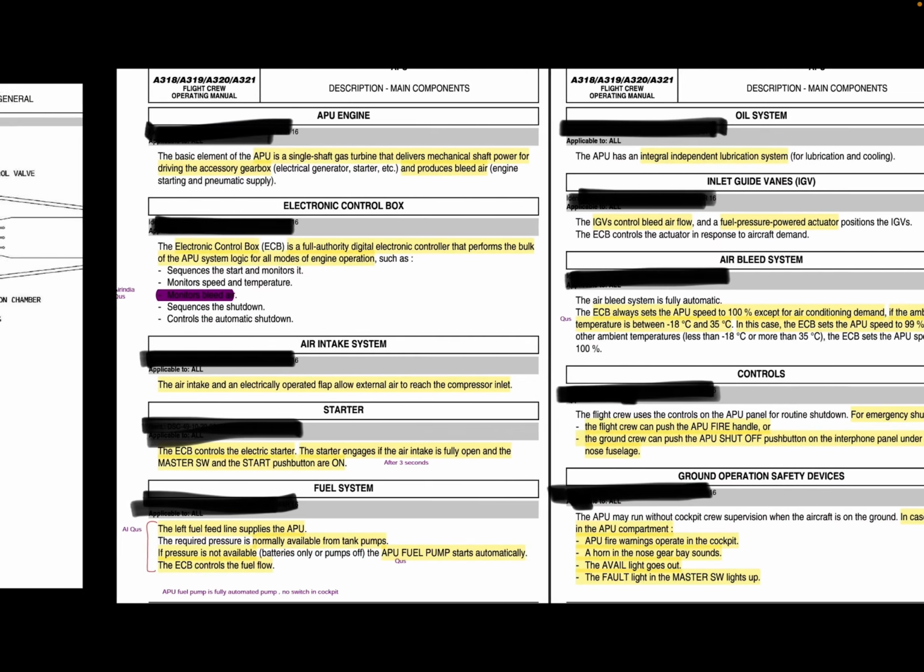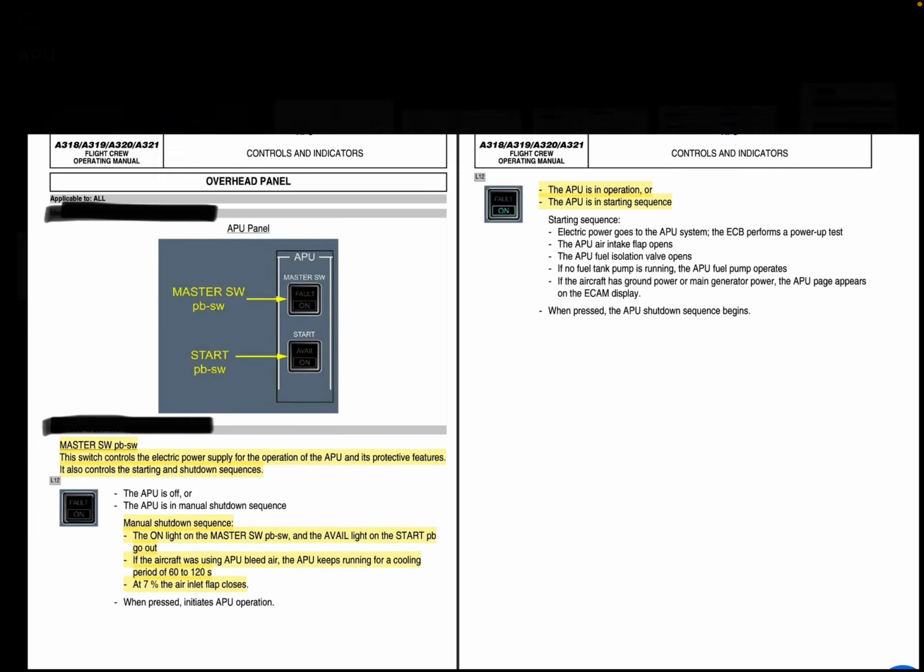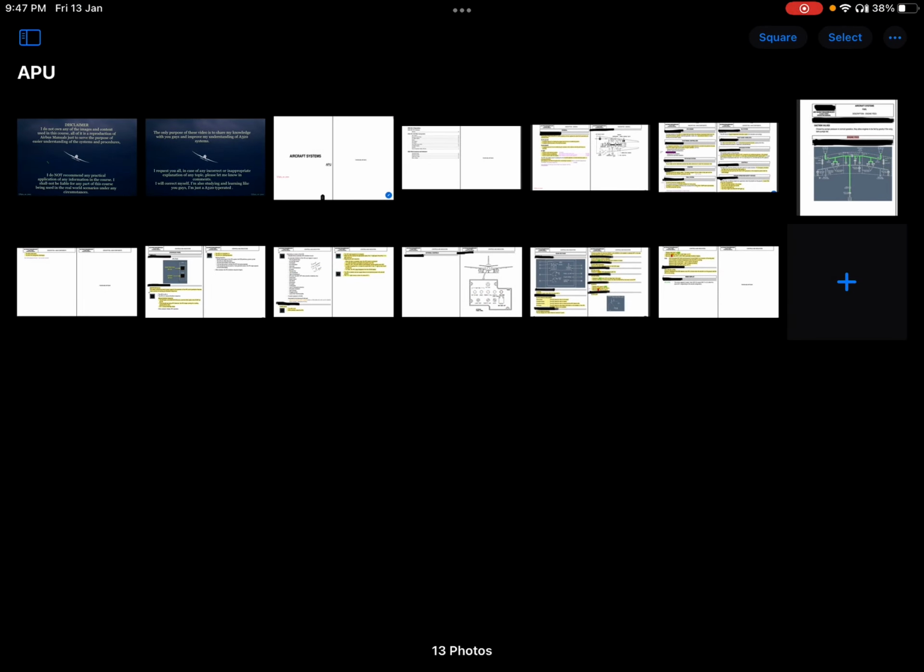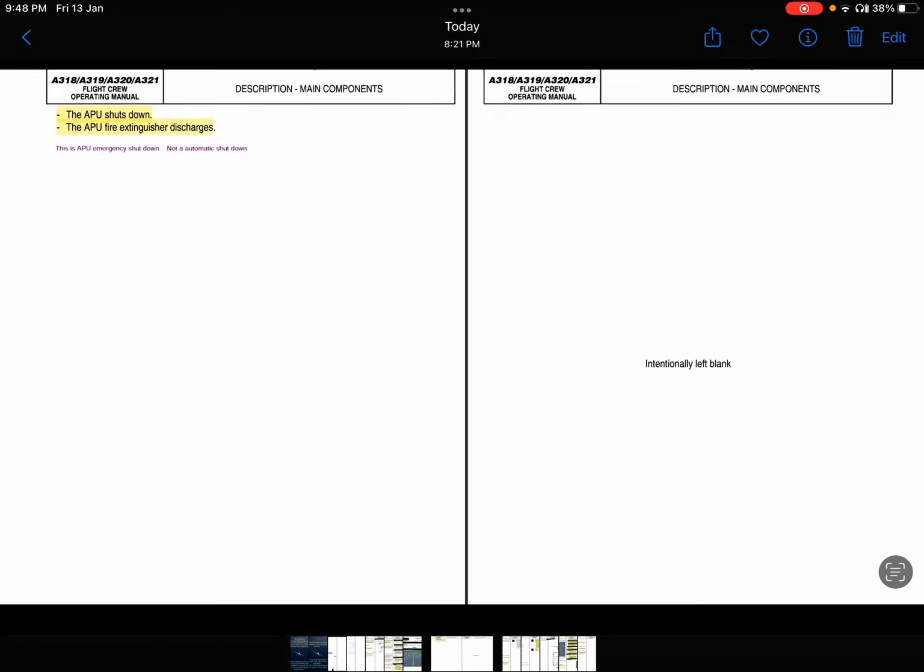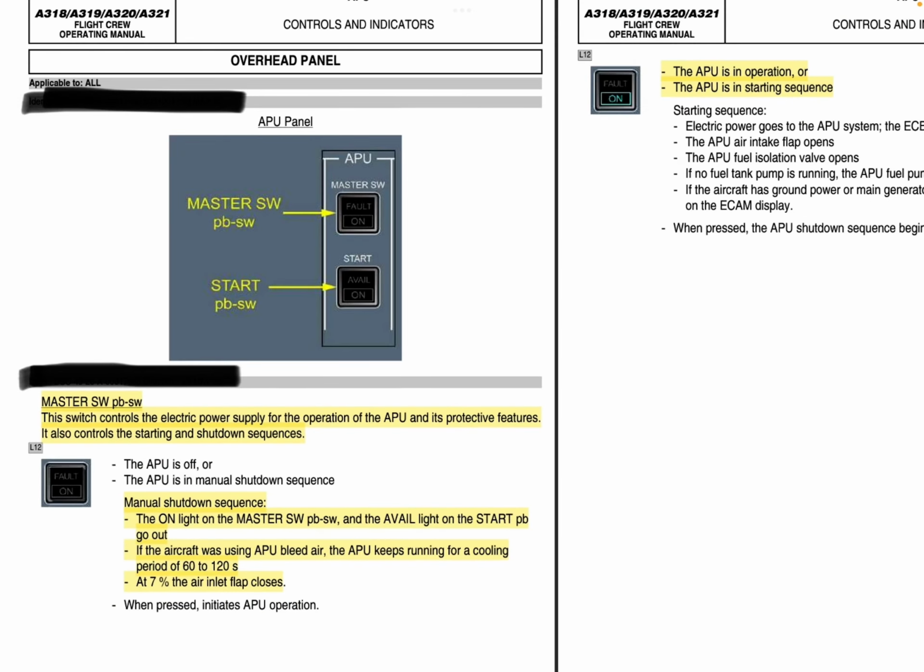So these were the slides till here. Here your APU system from FCOM completes. Now there are controls and indicators, right? So the whole system is in 4 or 5 slides. This is a very small chapter, right? Now we will study controls and indicators. This is the APU panel in the cockpit. We have the master switch. We have the start push button.